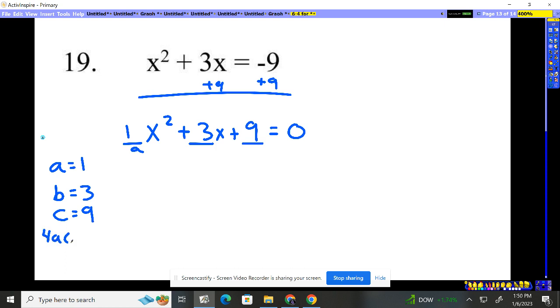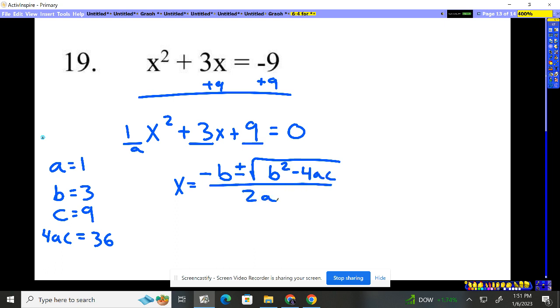Now, I do always have us do the 4ac value, which is part of the quadratic equation that we'll see in a second. So let's go ahead and do that. 4 times a, which is 1, times 9, that's 36. So here's the quadratic equation. Opposite of b, plus or minus square root b squared minus 4ac all over 2a.